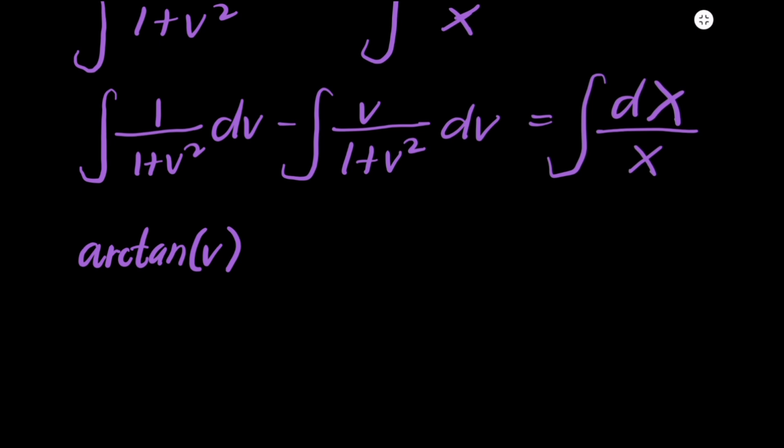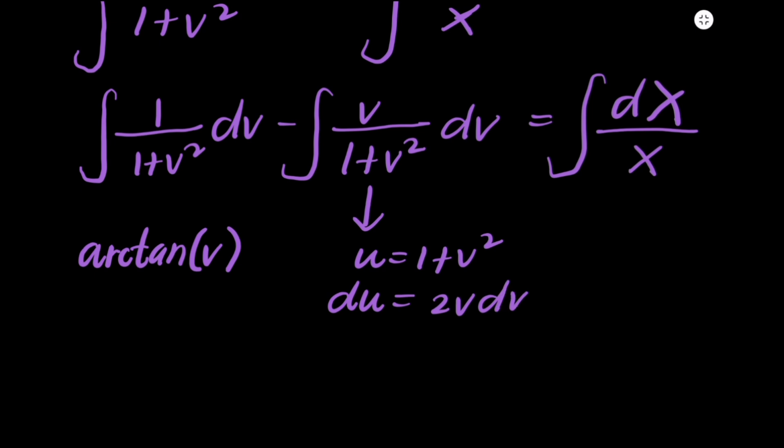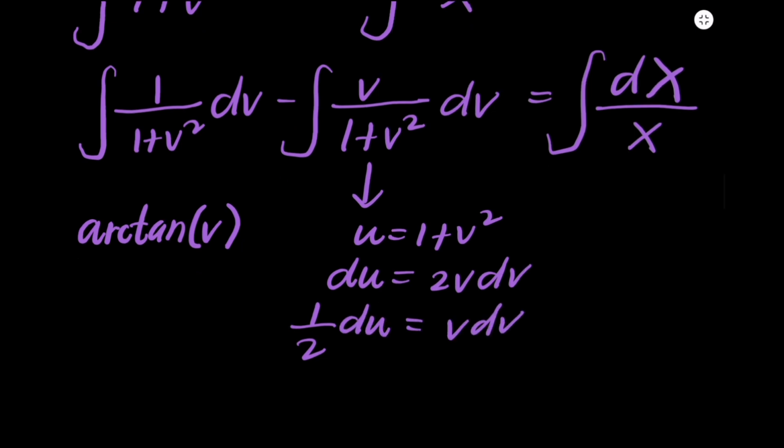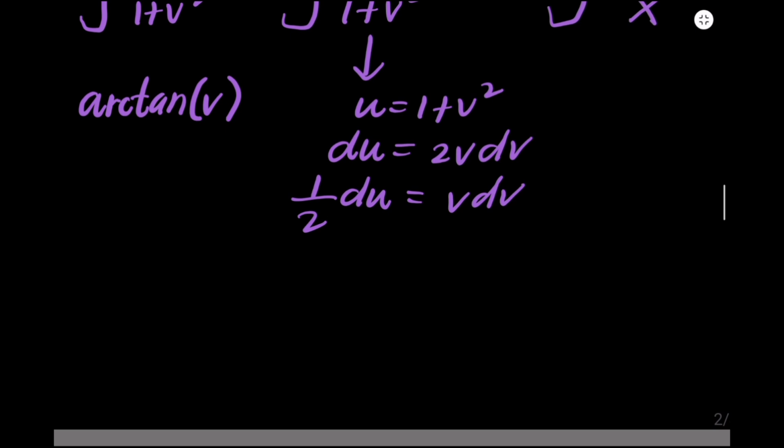So we let u be equal to 1 plus v squared, and then taking the derivative, that would be 2v dv, right? So dividing both sides by 2, we have 1 half du equals v dv. So we are integrating the integral of v dv over 1 plus v squared. So what is v dv? v dv is 1 half du.